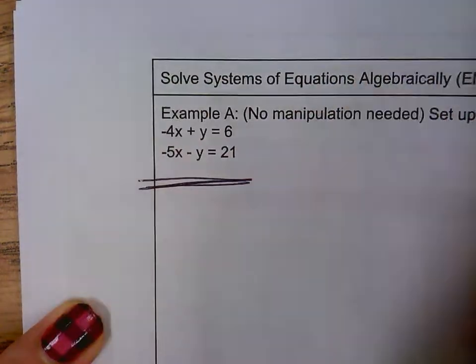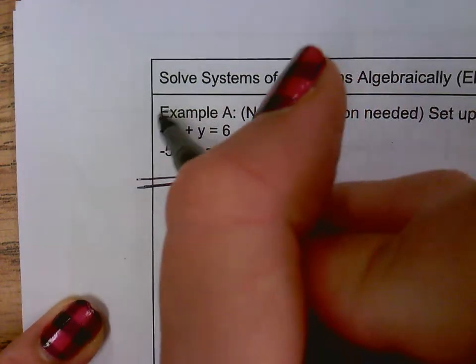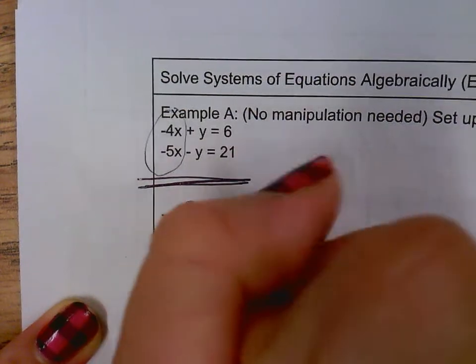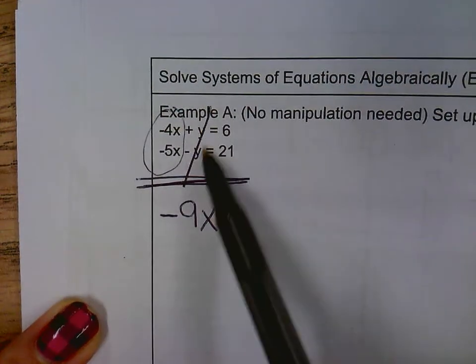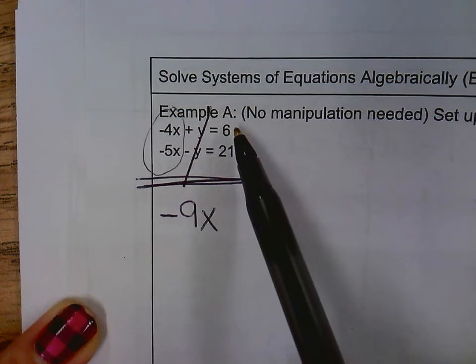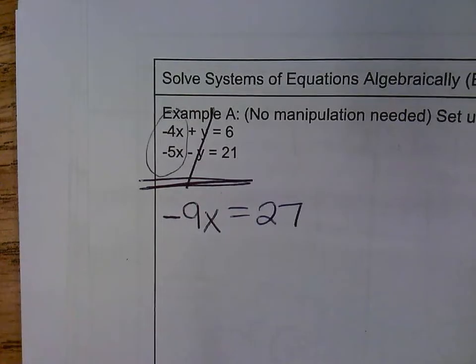All you have to do is add your two equations together. So I have negative 4x plus negative 5x, so I have negative 9x's. My y values eliminate because I have 1y and I'm subtracting y. And then I have to add 6 plus 21, so I would get 27.